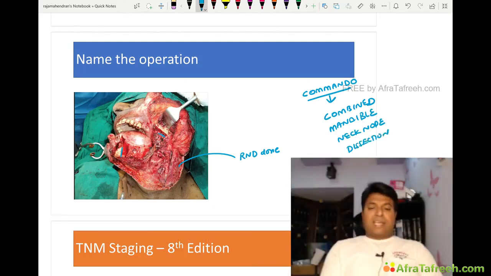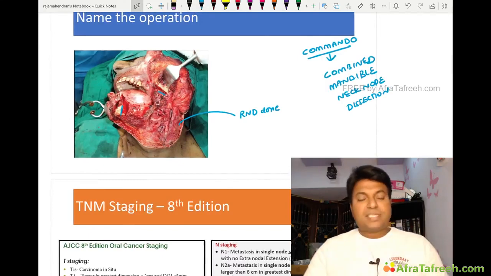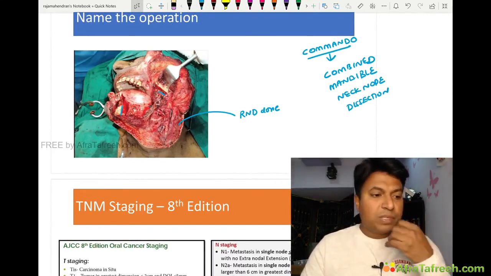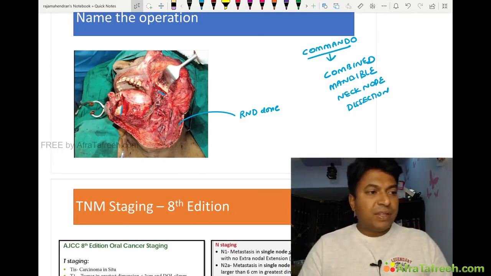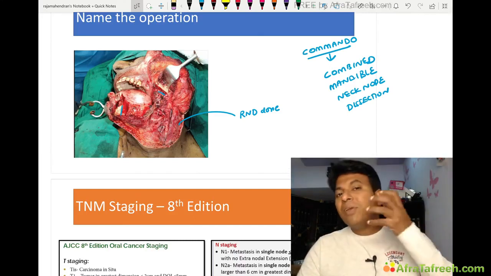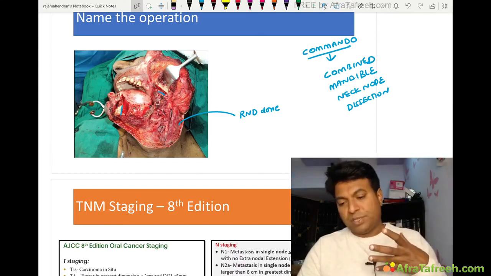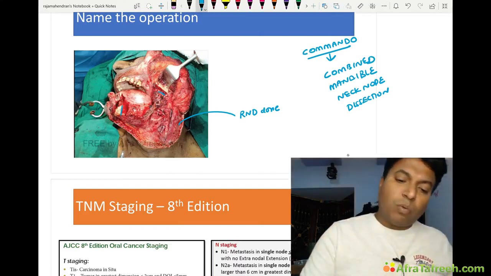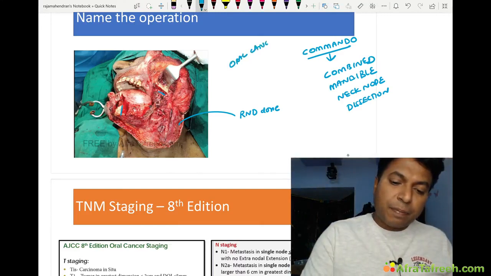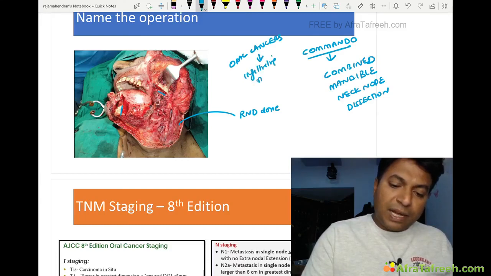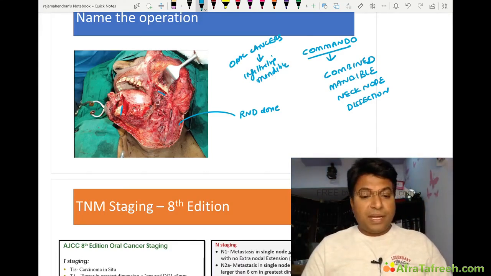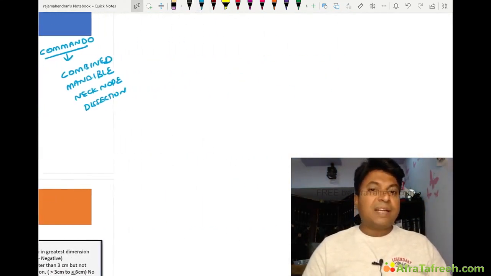So this is done for cancers. Commando operation is done for cancers in which there is the cancer infiltrating into the mandible. Very good, Sivagita, that's correct. So commando operation, the cancer is infiltrating into the mandible. We have to remove the mandible along with all the level 5 nodes. That is known as commando. So combined mandible neck dissection operation is done for oral cancers infiltrating mandible. So please don't forget this point. It's an essential point for your exam. I need you to remember this combined mandible neck dissection operation.